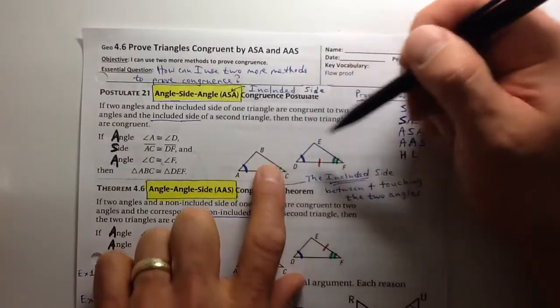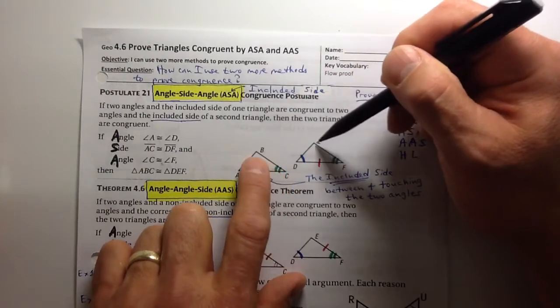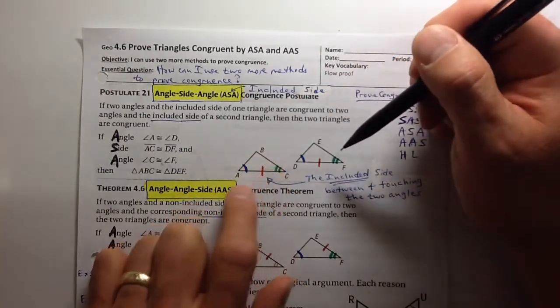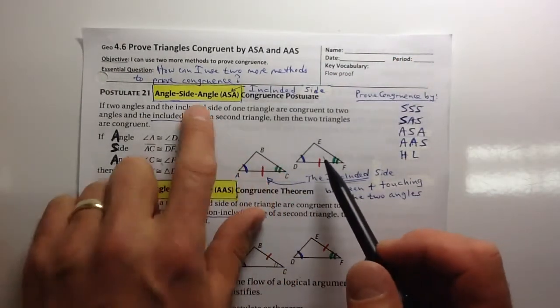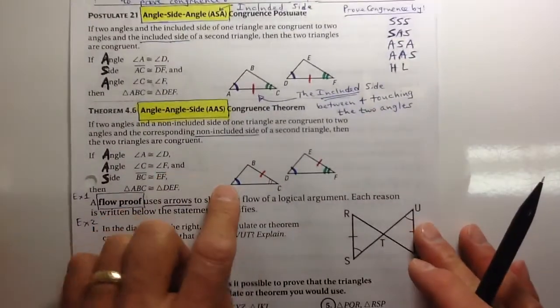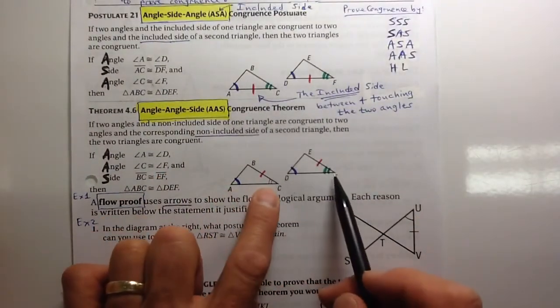In other words, if I had this pair of sides that were congruent, that would not be angle, side, angle. In fact, that would be angle, angle, side.